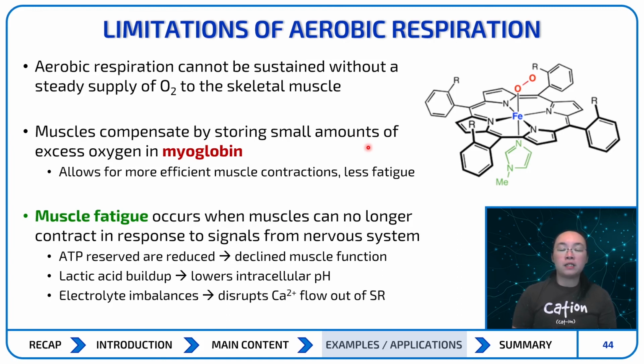Muscle fatigue occurs when your muscles can no longer contract in response to signals from your nervous system. So it's really important to know some reasons why muscle fatigue takes place. Number one, your ATP reserves are completely depleted, which means that your muscular function is going to decline. You might have lactic acid buildup, which lowers your intracellular pH. You might also have an electrolyte imbalance, which disrupts the flow of calcium out of the sarcoplasmic reticulum.